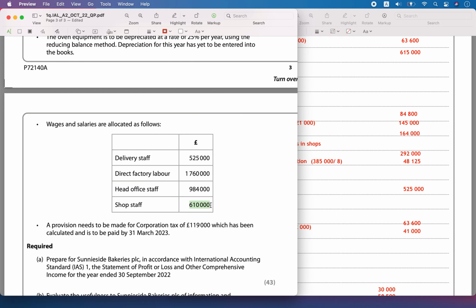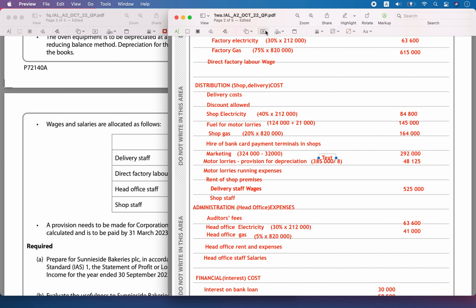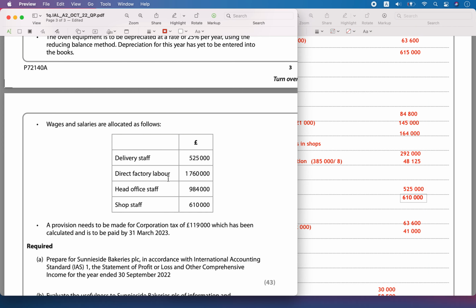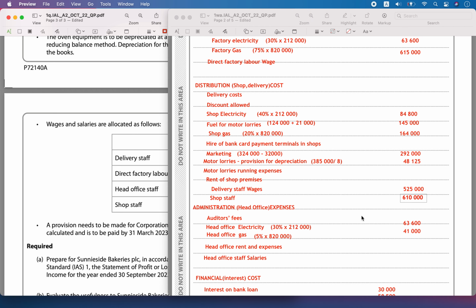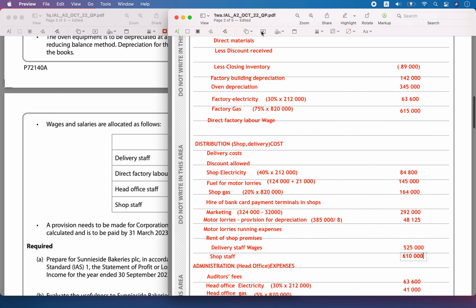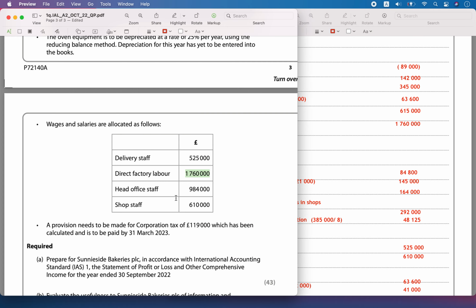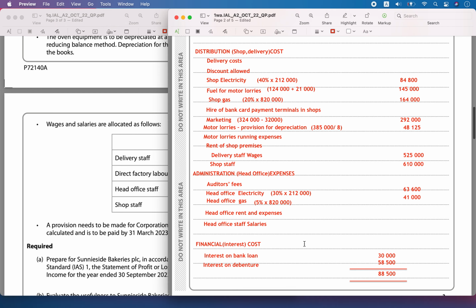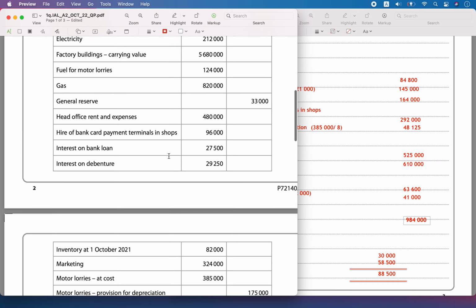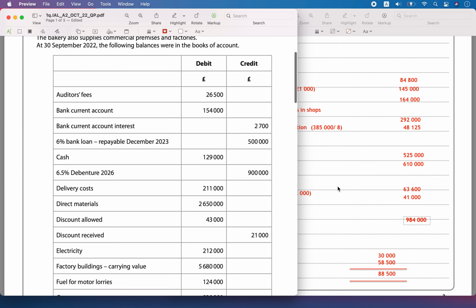Then shop staff wages, it is 610,000. So let's include it here. Then you have the direct factory labor wage, it is 1,760,000. And then you have head office salaries, it is 984,000. So these are the additional information we have accounted. Now we have to include the other stuff from here.